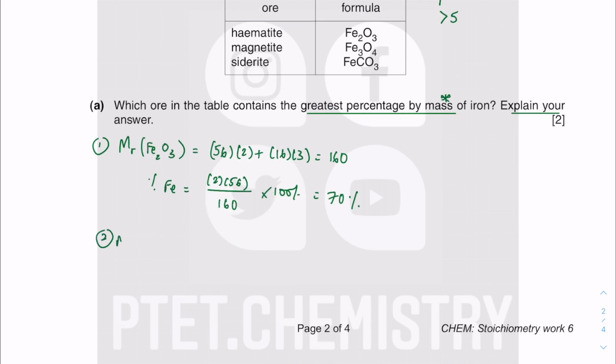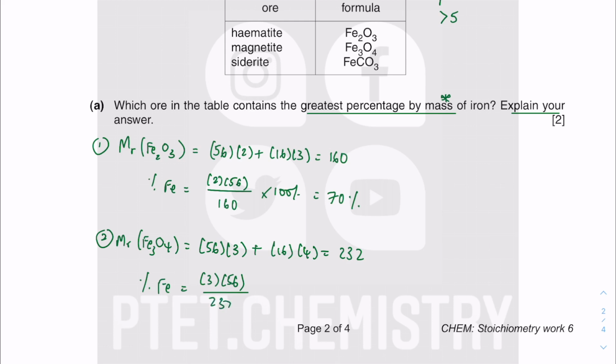In the second one, I work out the MR of Fe3O4. These are very quick exercises, and they should come more naturally to you, assuming that you want to do well in this very simple and basic exercise. Percentage of iron, you have 3 iron. It doesn't matter whether it's 56 times 3 or 3 times 56, they're going to give you the same thing anyway on your calculator. 56 times 3 divided by 232 times 100%, I get 72.4% to 3 significant figures. Not that it matters that much at this point, so 72 or 72.4%.